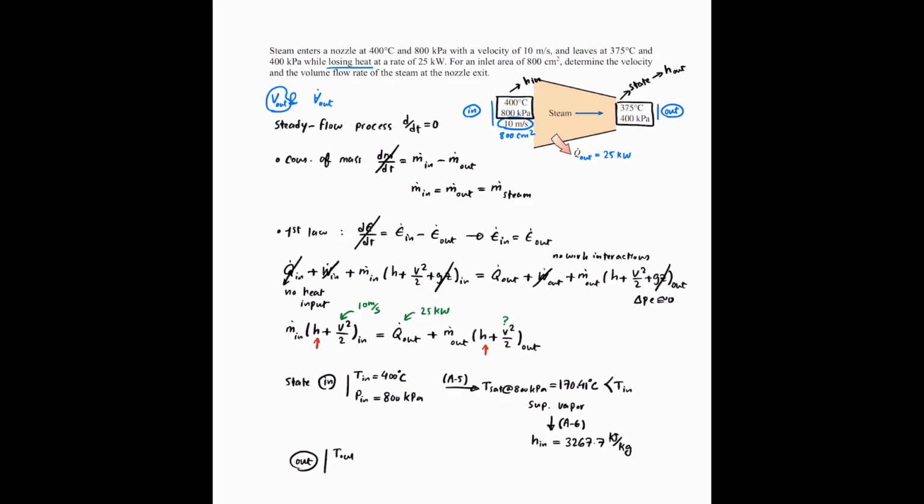T out is given, 375 degrees C. P out is given, 400 kilopascal. So once more, I'm going to go to table A5, the pressure table. At the given pressure, I'm going to read T sat. It is equal to 143.61 degrees C. I see that T out is greater than T sat at the given pressure. So once more, the state is superheated vapor.